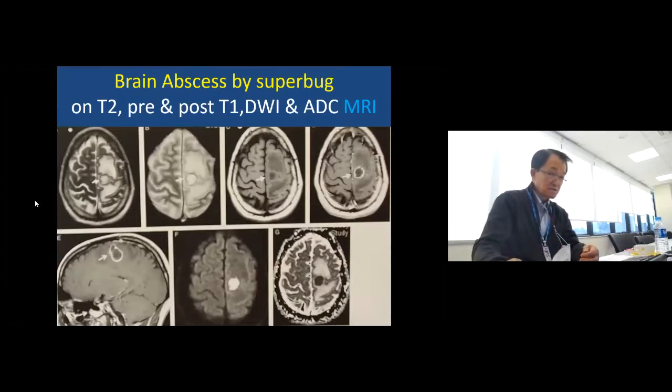This imaging shows classical findings of a brain abscess caused by a superbug that is antibiotic resistant, either gram-negative Klebsiella or E. coli, I think. It is surrounded by edema on T2, and post-contrast shows an enhanced wall and necrosis in the center on the sagittal. Diffusion imaging shows high signal, and the ADC map shows the opposite, decreased signal.